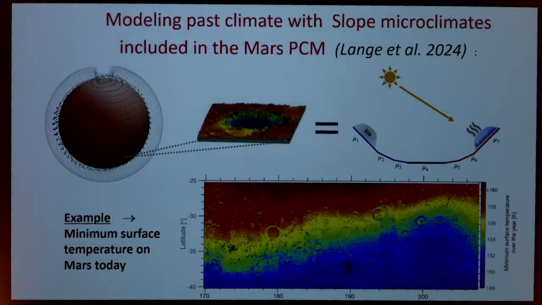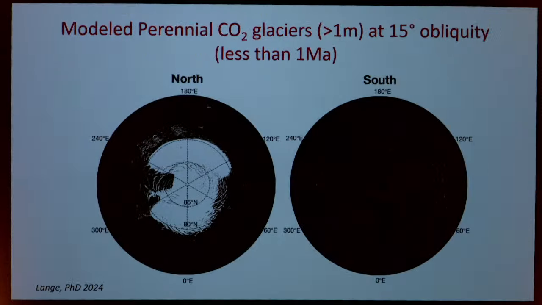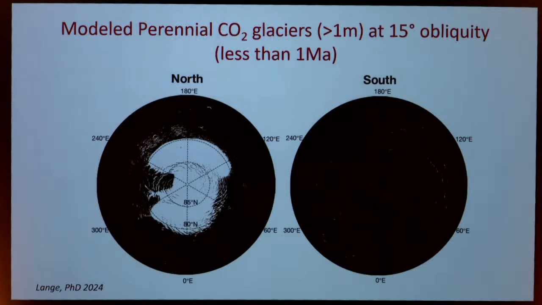This is work made during Lucas Lange's PhD thesis. For this purpose, we added a parameterization of the local climate and thermal environment on slopes. I won't detail that at all. And in the end, you could simulate things like that. What you see here is a representation of what is found by the model globally and looking at the slopes. And the first thing that you see is that what is predicted if you go to 15 degrees obliquity is a massive CO2 ice deposit around the North Pole.